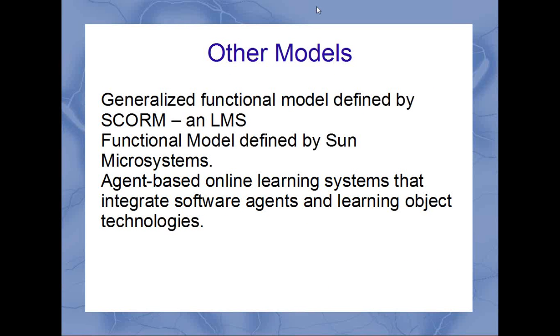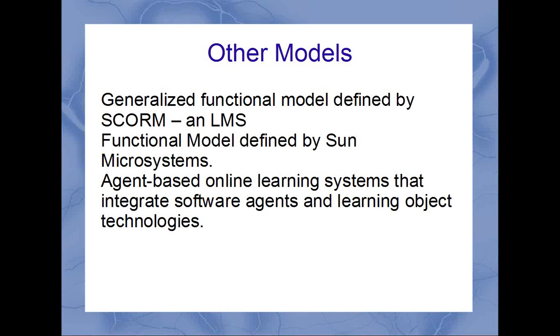There are other models that exist today all over the world. These are called the generalized functional models. Some of them are defined by SCORM. For example, any LMS that you pick up off the shelf nowadays is usually SCORM compliant. The one feature that they keep highlighting is that we are SCORM compliant. Why? Because SCORM is one feature which is now globally accepted.